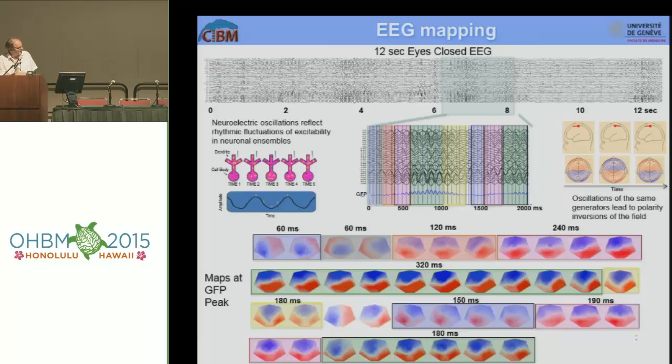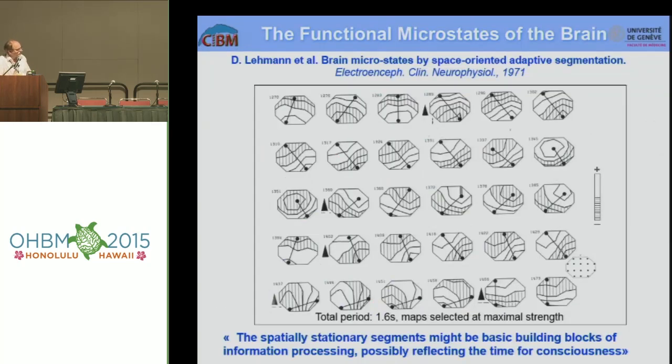So what has been proposed over more than 40 years now is to segment the spontaneous EEG in periods of stable map topographies, time periods where the topography does not change except for inversion of polarity. This was proposed in the 70s already by Dietrich Lehmann, so more than 40 years ago.